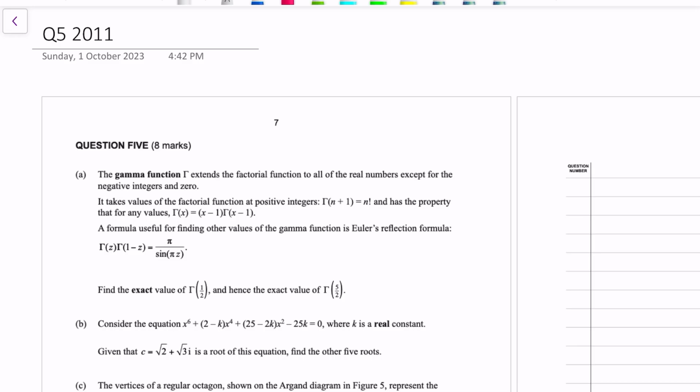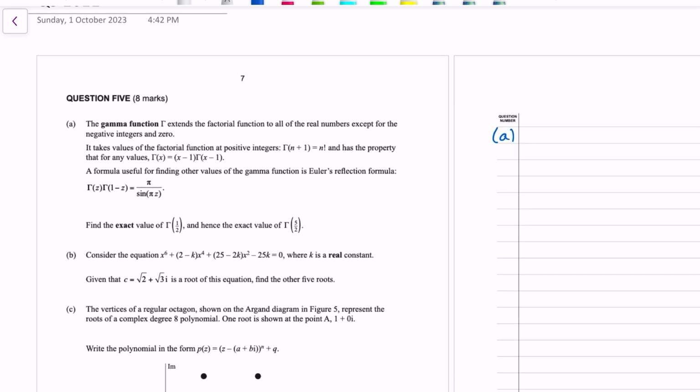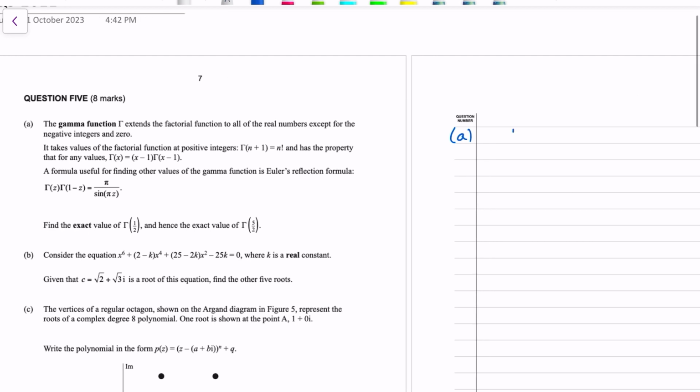Anyways, Part A introduces this thing called a gamma function. Have a look, read it up on Wikipedia, it's quite interesting. This gamma function extends the factorial function to all of the real numbers except for the negative integers and 0. It takes values of the factorial function at positive integers and has the property that for any values, the gamma, it's like a backwards t kind of thing. Sorry, not backwards t, just looks like a t without its other branch.